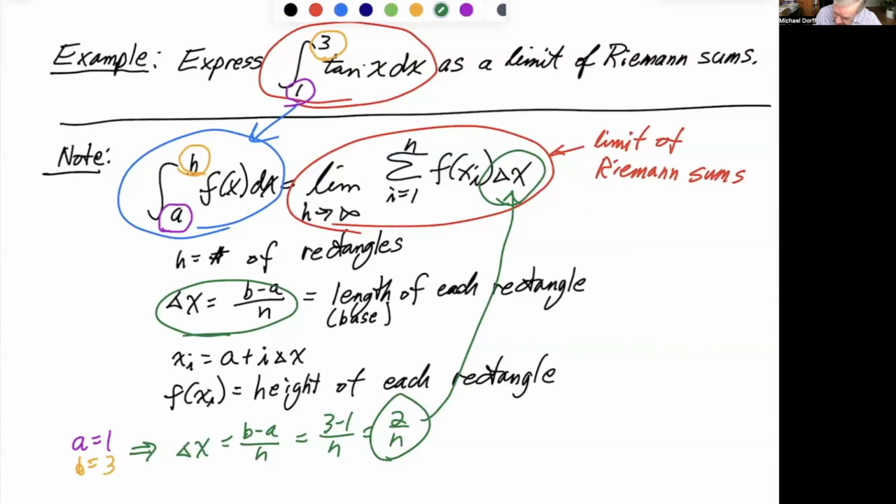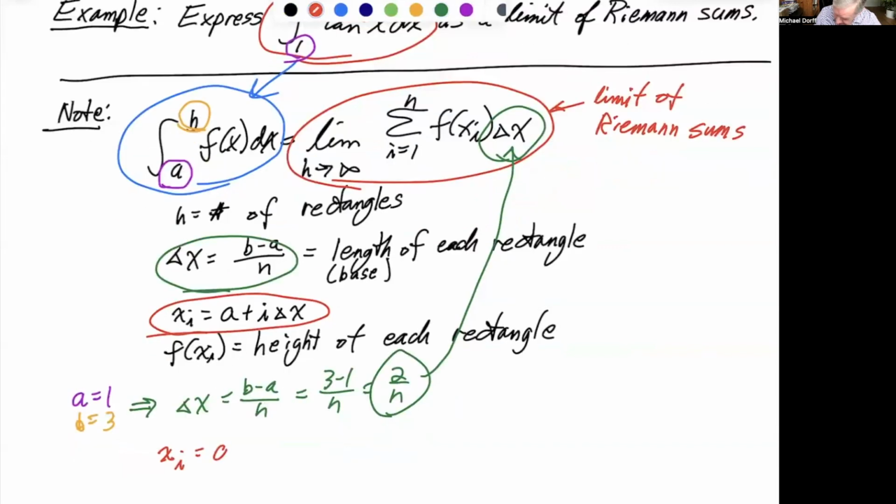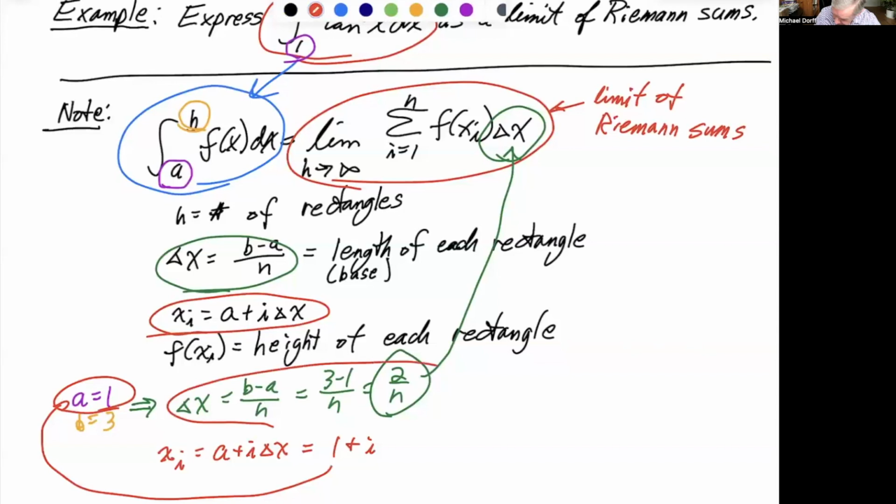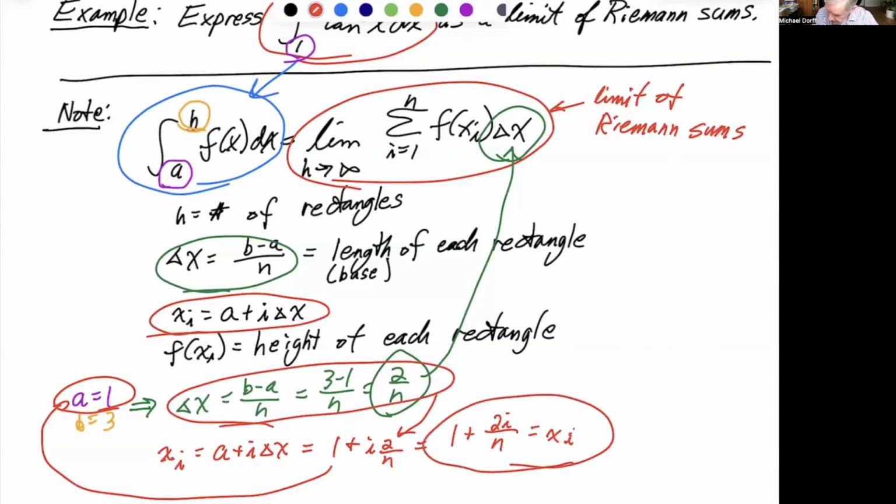Next, I want to figure out what x sub i is. All right, so where's x sub i? So here's x sub i. It equals a plus i delta x. All right, so what is a? We said a was equal to 1, right? There's a plus i delta x. Delta x is 2 over n, so we get 2 over n. So this is going to equal 1 plus 2i over n. All right, so that equals x sub i. Just write that there. So we have our x, we have delta x.